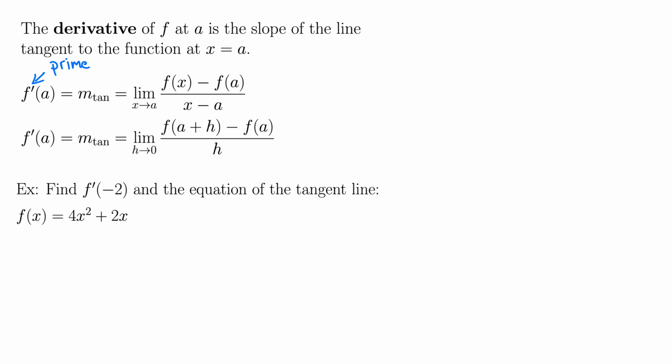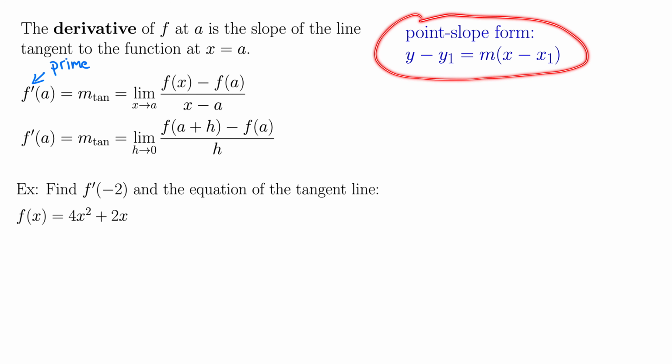Let's do an example. We have find f prime of negative 2 and the equation of the tangent line for f of x equals 4x squared plus 2x. Okay, well we know that when we find this derivative, that is the slope of the tangent line. Remember the equation for a line in point slope form is y minus y1 equals m times x minus x1, so that m will be f prime at negative 2.